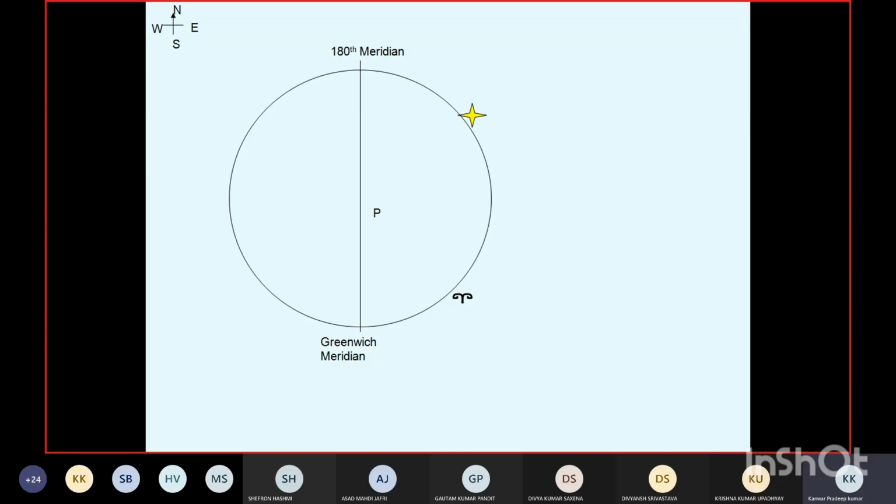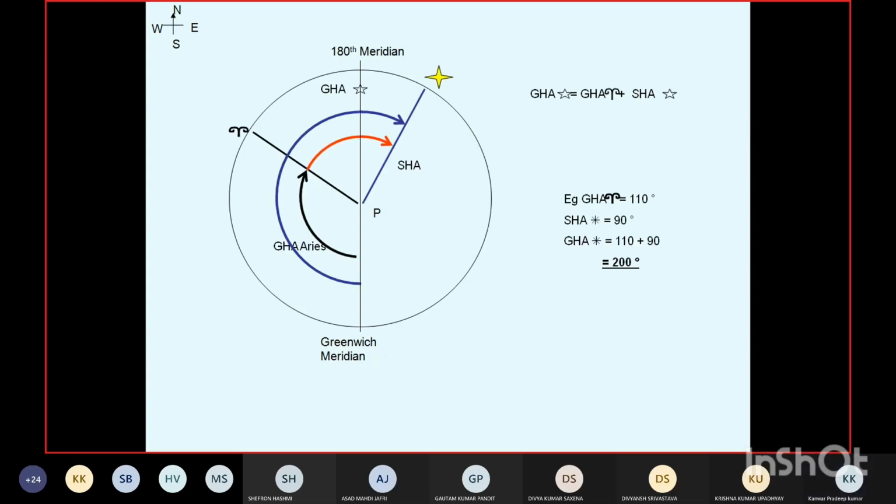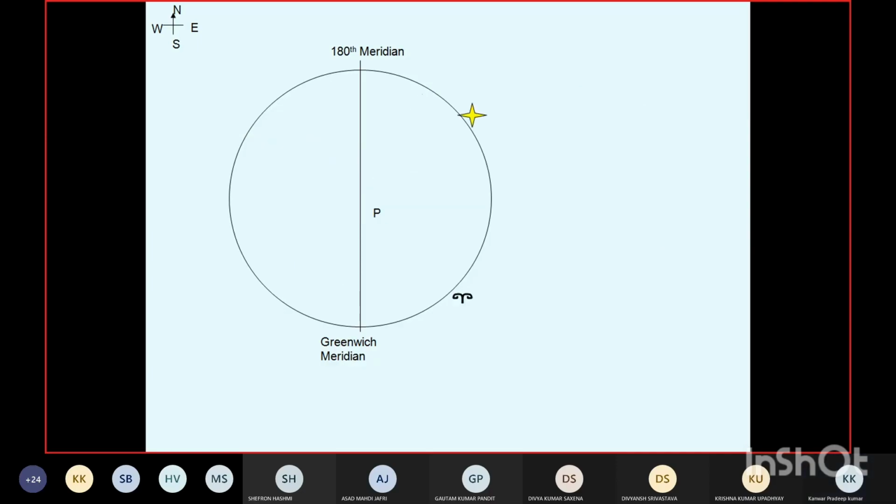So if in this slide, GHA Aries was 110 degrees, in this slide, it is how much approximately? About 320 degrees. About approximately. Am I right? Yes, sir. So the hour angle is measured from 0 to 360. Remember that one.